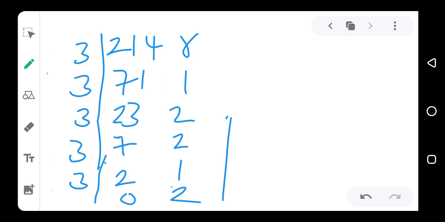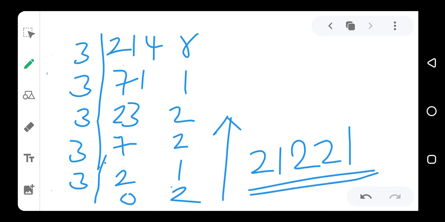Now we count up, so what we are going to have is 2 1 2 2 1. So this is 3 1 1 2 from base 4 to base 3.